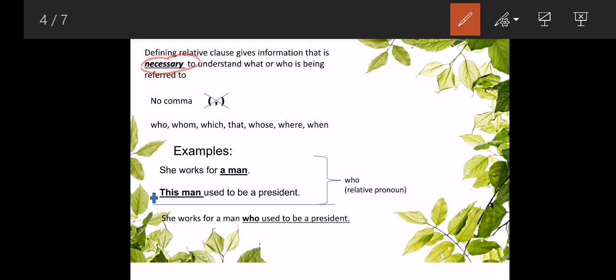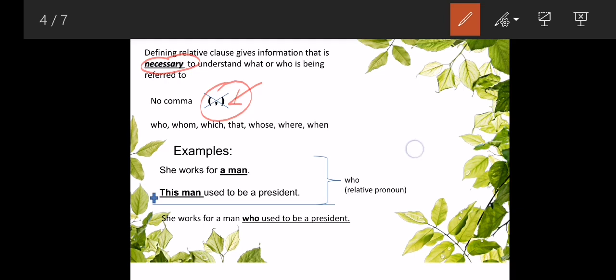Another rule is that in defining relative clauses, you can't use a comma, okay? This is important. There is no comma. And what are the relative pronouns or relative adverbs that we'll use? The relative pronouns or adverbs are who, whom, which, that, whose, where, or when. Okay? Let's have a look at some examples.